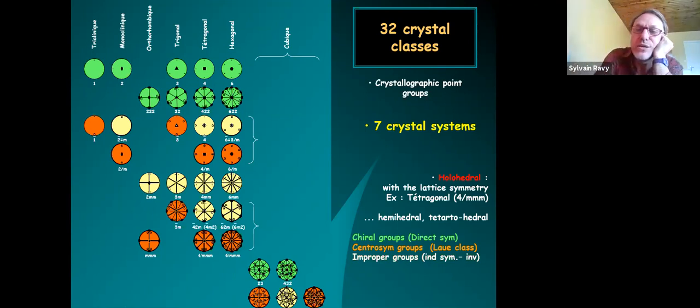And they are classified according to the same crystal systems as we see. Okay. So we have again triclinic, monoclinic, and so on, and cubic. So those are the only possibilities. And we can retrieve the same properties here: chiral groups, centrosymmetric groups, improper groups, and so on.